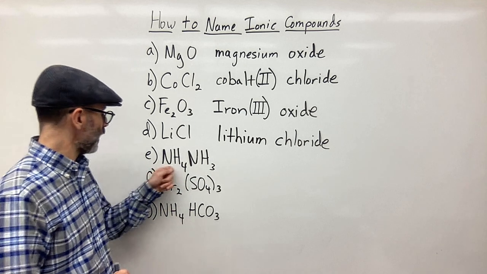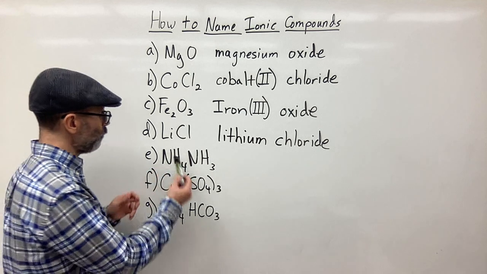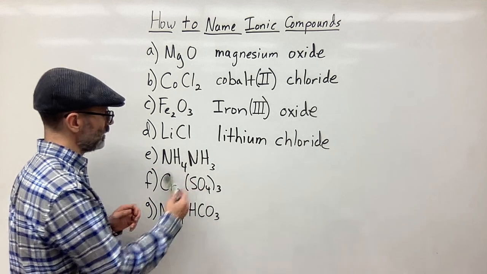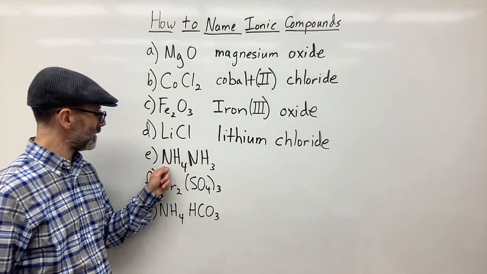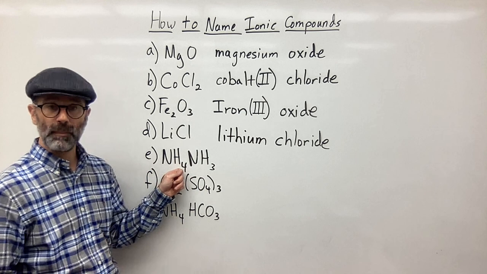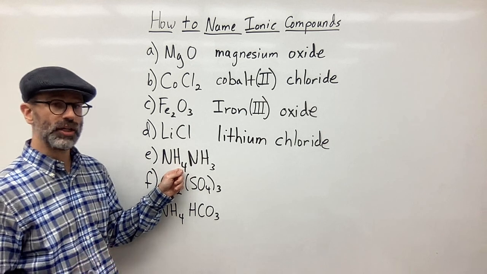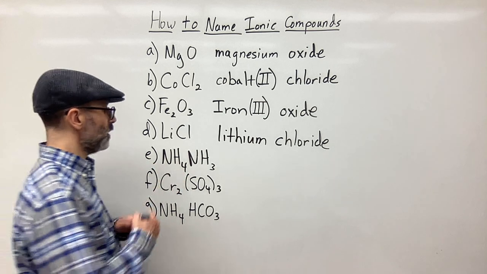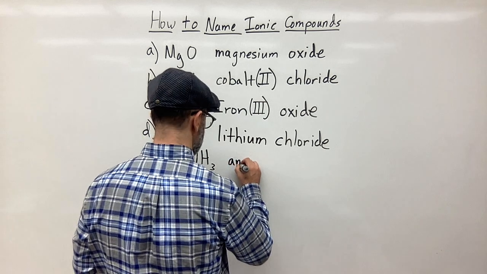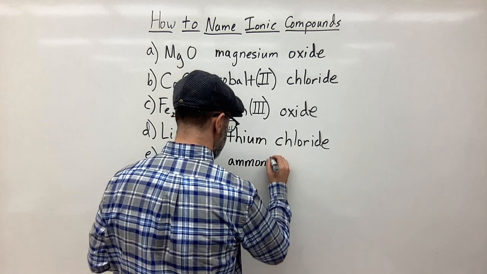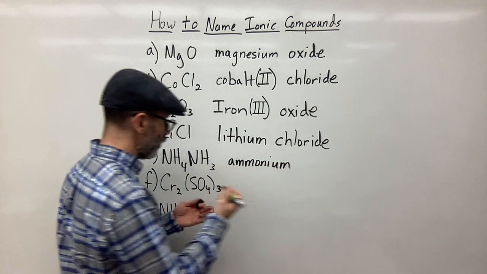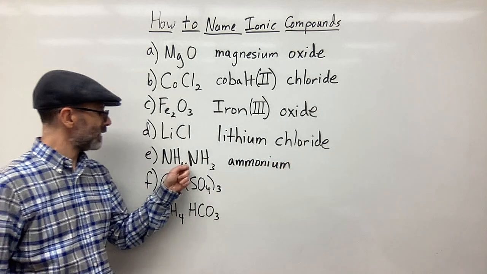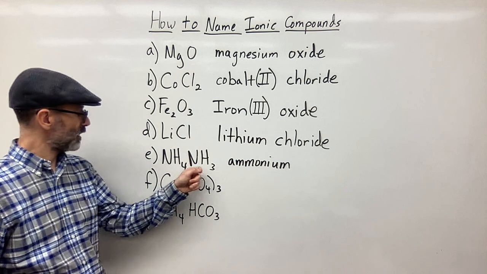So NH4 and we have NH3. These are 2 polyatomic ions. You should recognize NH4 as the ammonium ion. It has a +1 charge on it. And so the name is ammonium. So we're going to add ammonium as the first name. So the ammonium ion.